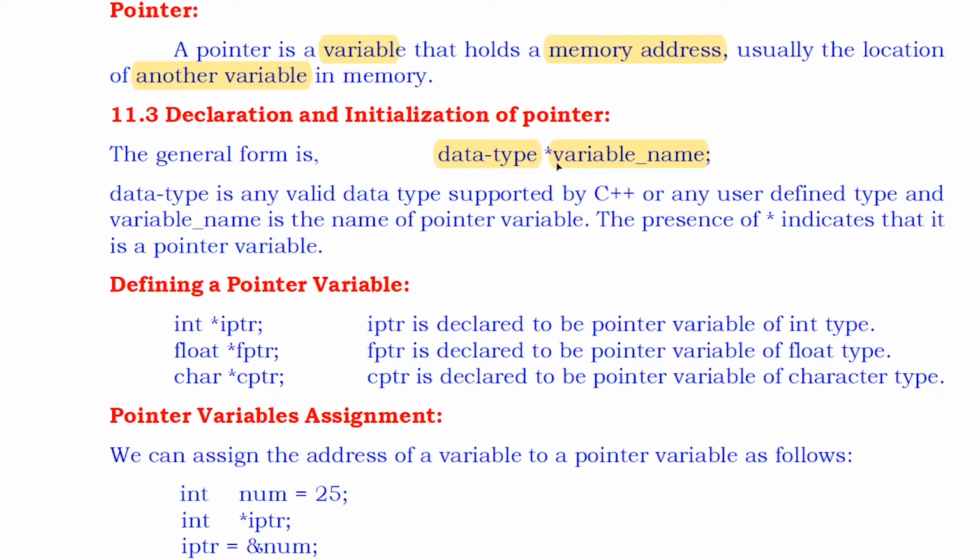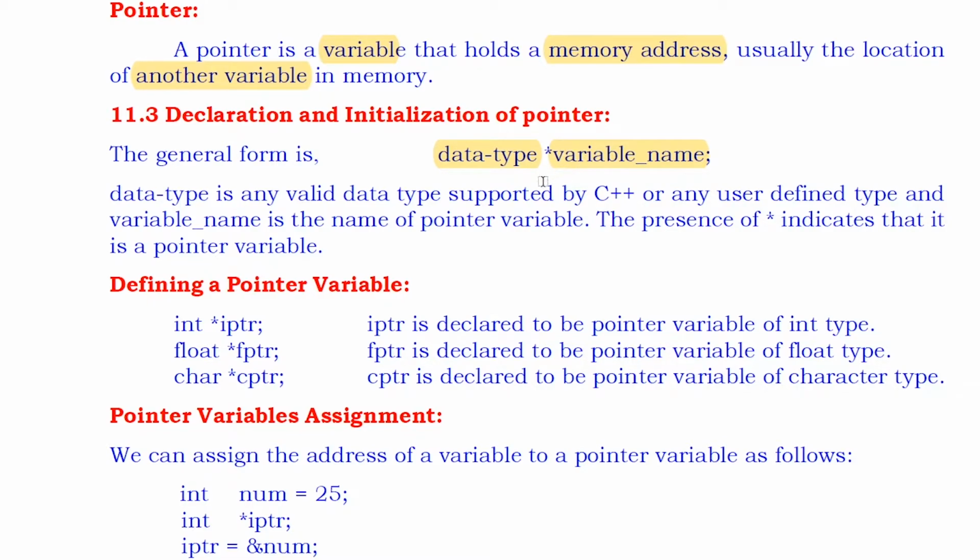A simple example: if it is integer, it can store or point only to integer type variables. If it is float, it can store only the address of float variables, or it can point only to float variables. Similarly, character means it can point only to character type variables. That's the necessity of the data type. Variable name is a name given to identify it. You can use any valid identifier according to the requirements of your program.